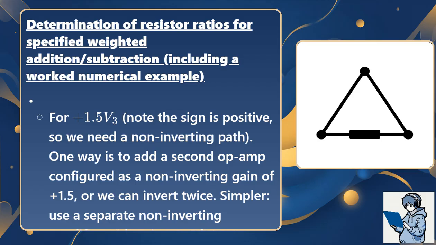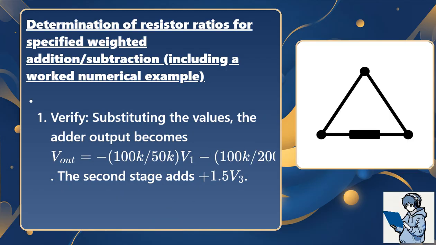Choose RG2 equals 10 kilo ohms, RF2 equals 5 kilo ohms. Feed V3 into its plus input. Step 3. Verify. Substituting the values, the adder output becomes Vout equals negative (100K over 50K) V1 minus (100K over 200K) V2 equals negative 2 V1 minus 0.5 V2. The second stage adds positive 1.5 V3.